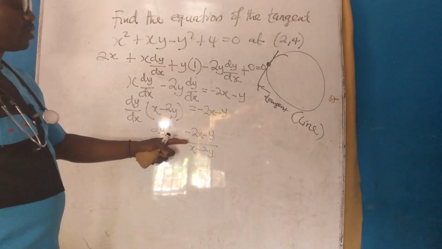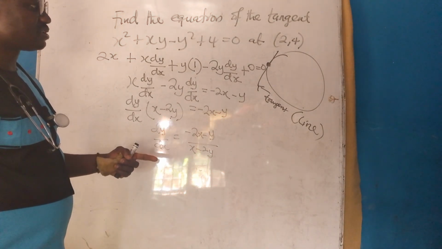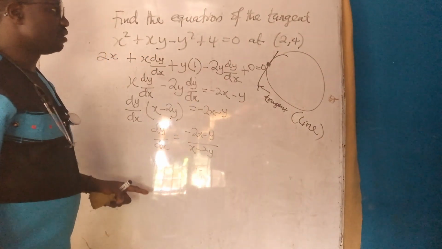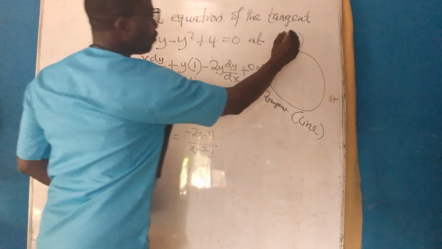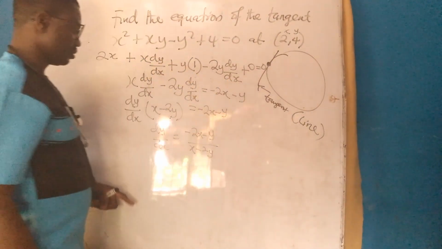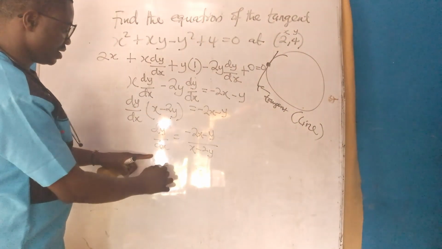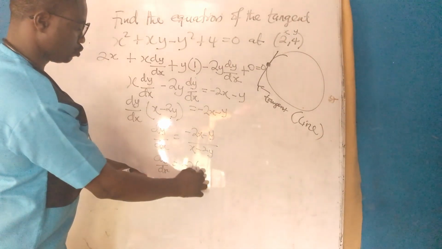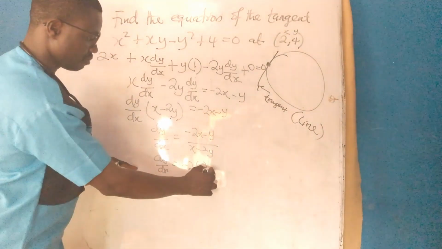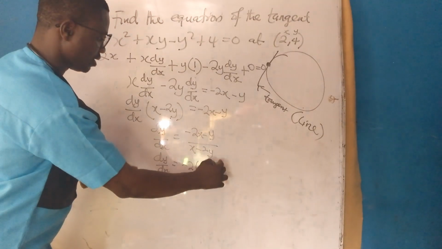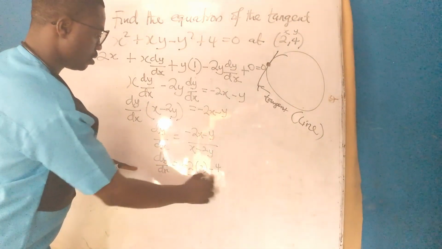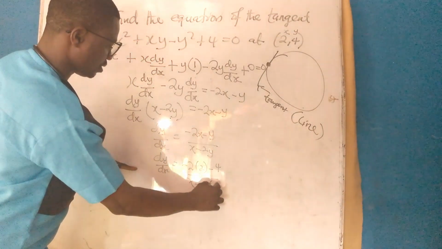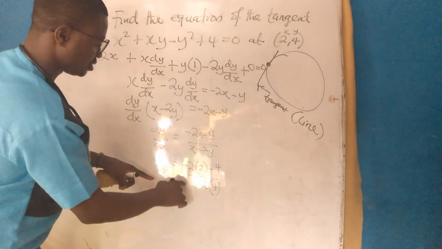Now at this point, we have to find the gradient at the point (2, 4). So we can substitute the values of 2 and 4 there. Remember, it is x and then y. So dy/dx is equal to minus 2x, which is 2, so we put 2 there, and then minus y is 4, so 4 there, all over x minus 2y, with 4 there for y and our x is 2.